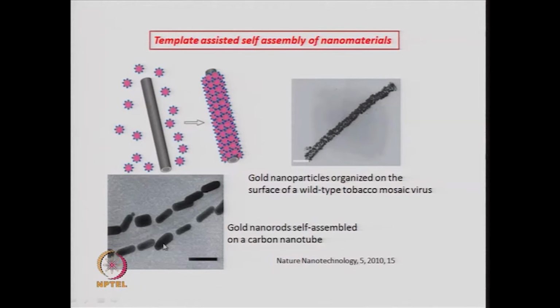This is another example where you can see there is a carbon nanotube. It is a light gray structure which you can see, and you can see there is a gap at the center, and that is hollow. So, this is a carbon nanotube which is hollow, and on top of the carbon nanotube these rod shaped objects are gold nanorods. So, the gold nanorods have taken the shape of the carbon nanotube. So, this is a template assisted self assembly of gold nanorods, and the template in this case is a carbon nanotube.